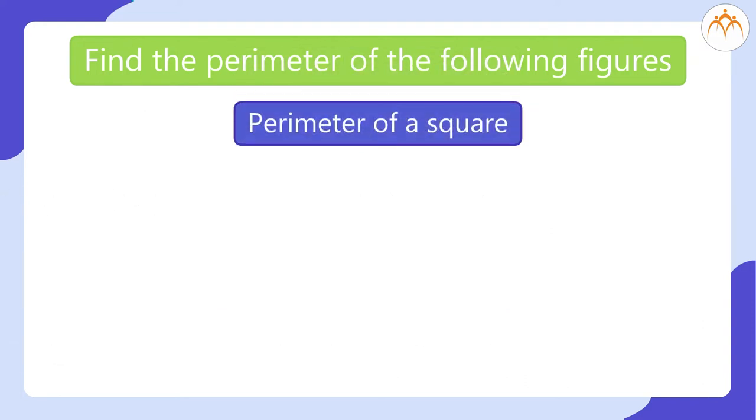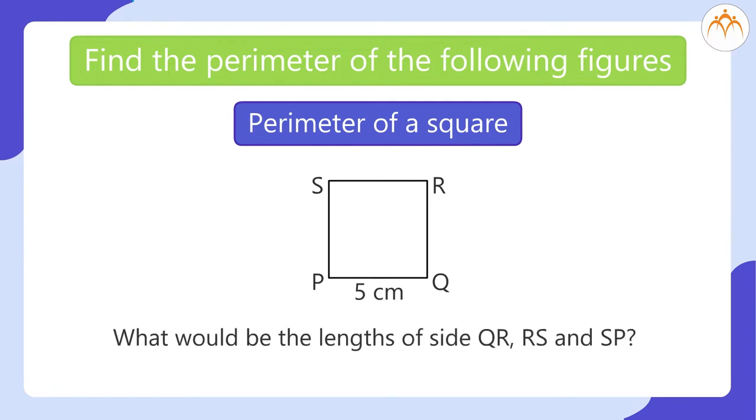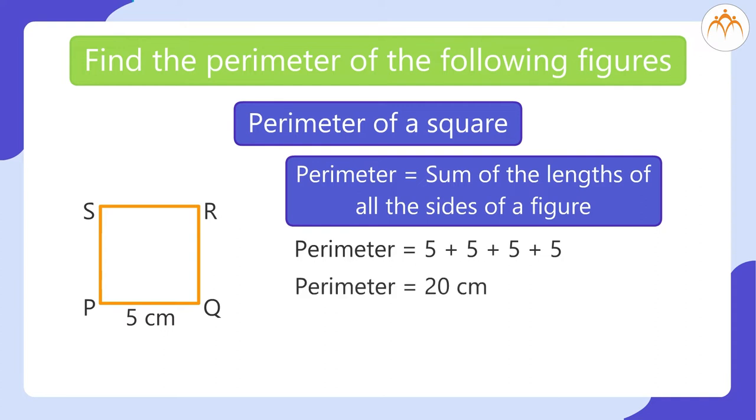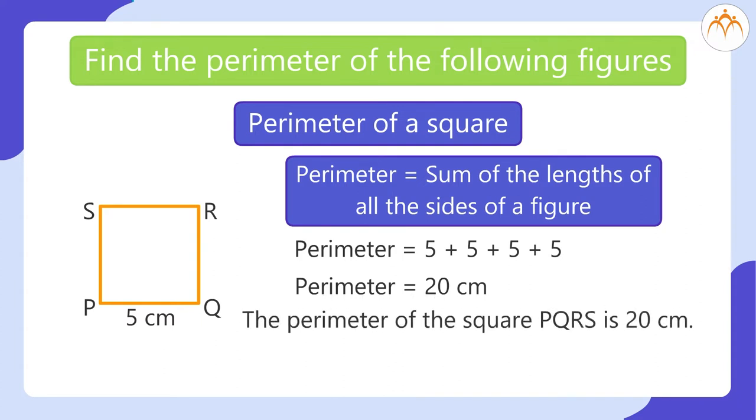2. Perimeter of a square. This is a square. All sides of a square are always of the same length. Here, side PQ is given as 5 cm. So, what would be the lengths of sides QR, RS and SP? Let us add all the lengths of this square. Perimeter is equal to the sum of the lengths of all the sides of a figure. Perimeter is equal to 5 plus 5 plus 5 plus 5. So, perimeter is equal to 20 cm. So, the perimeter of the square PQRS is 20 cm.